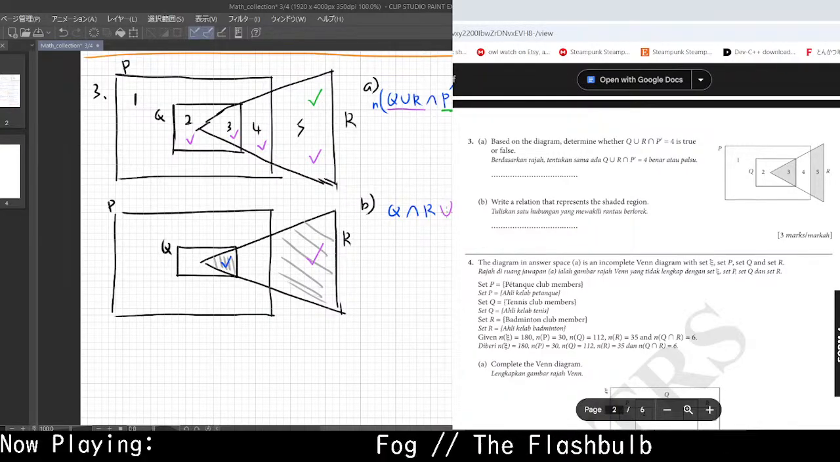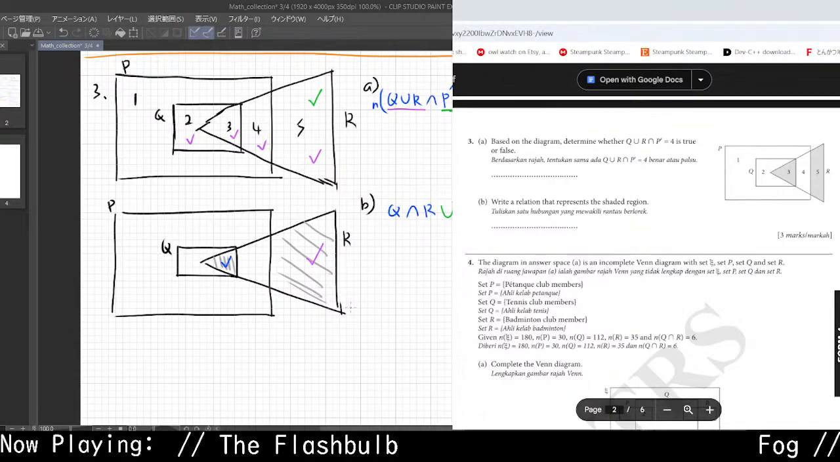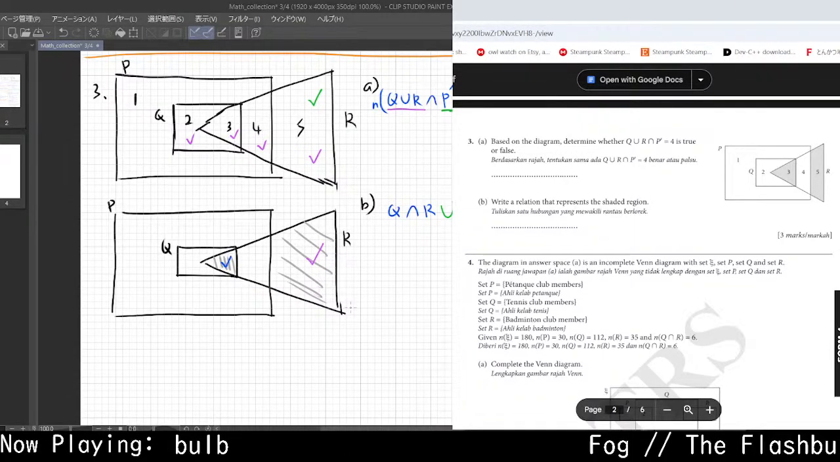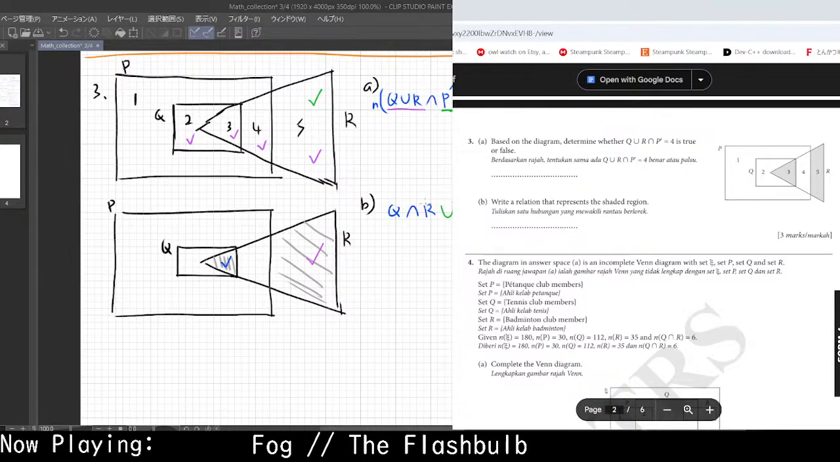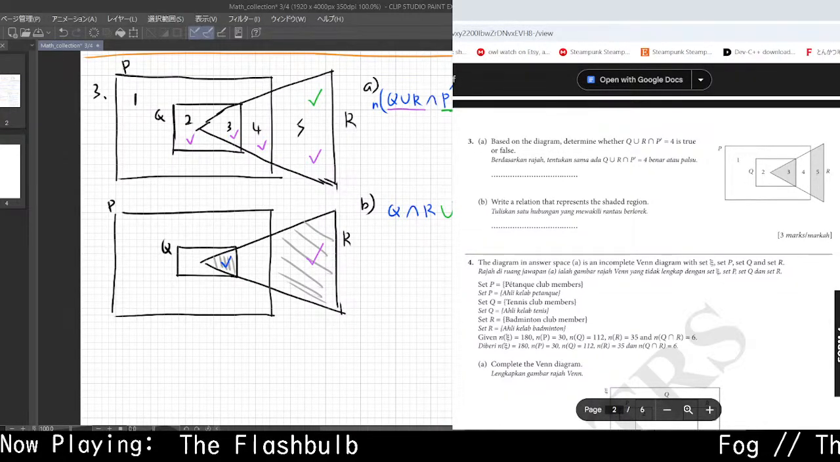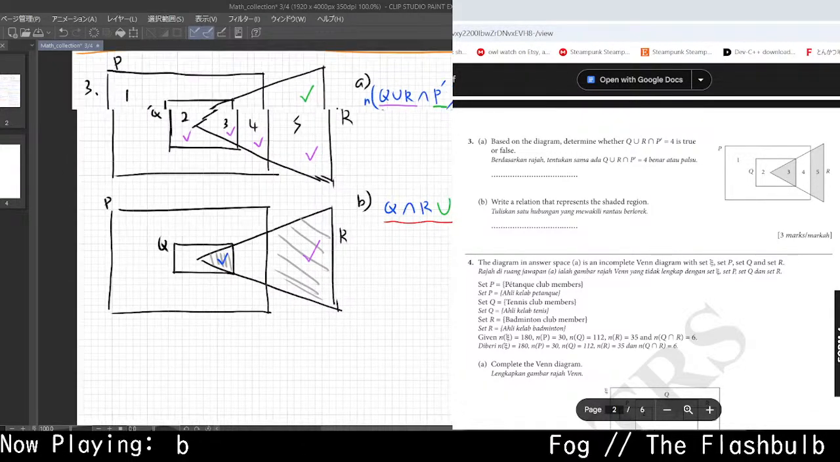So in essence, you have managed to represent the shaded region in one single relationship. It's not a single step, but this is good enough already. You don't have to push it such that you must do it in one single step. No, not necessary. But it's basically that. Therefore this is the answer.